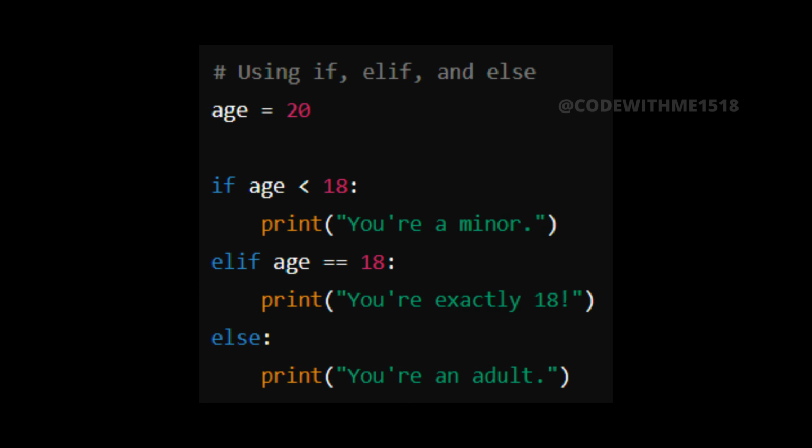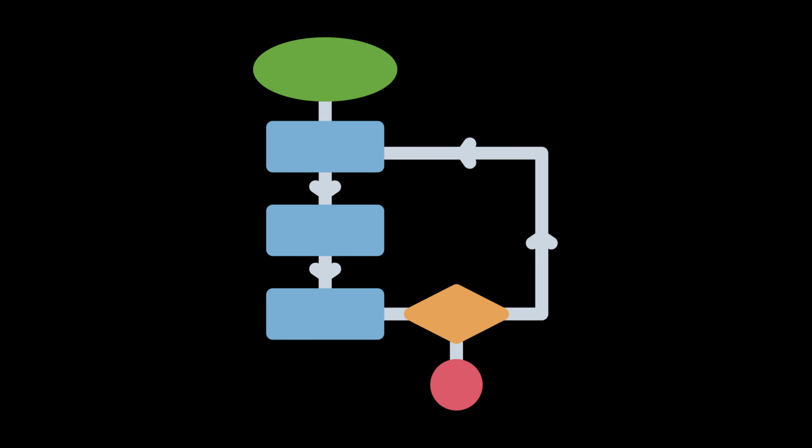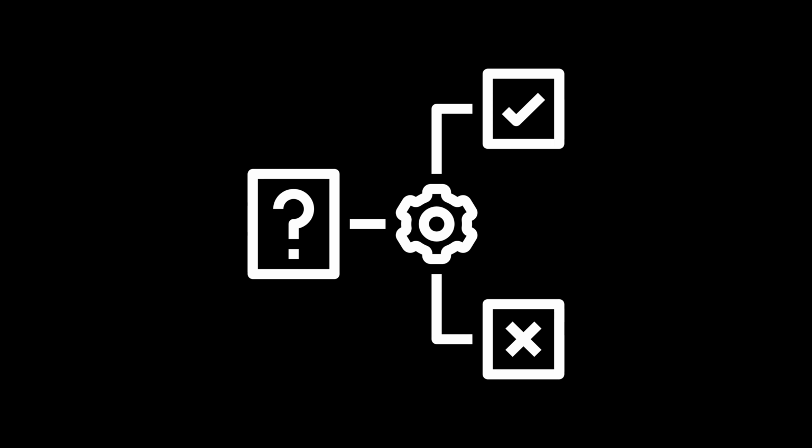Here's a simple example. See how that works? The if statement checks a condition, and if it's true, the code block under it runs. If not, it moves to elif and finally else if none of the conditions are true.